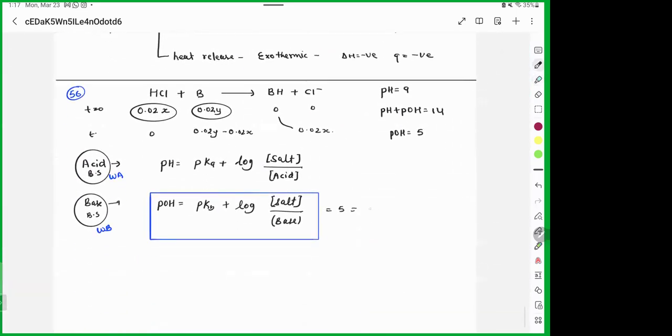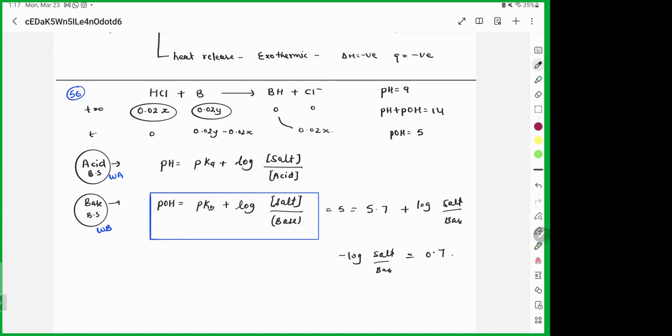So this is 5.7 plus log salt by base. This will come to this side. So here, how much will this be? Minus log salt by base will be equal to 0.7, as 5 will go to the other side. Correct? Any doubt?